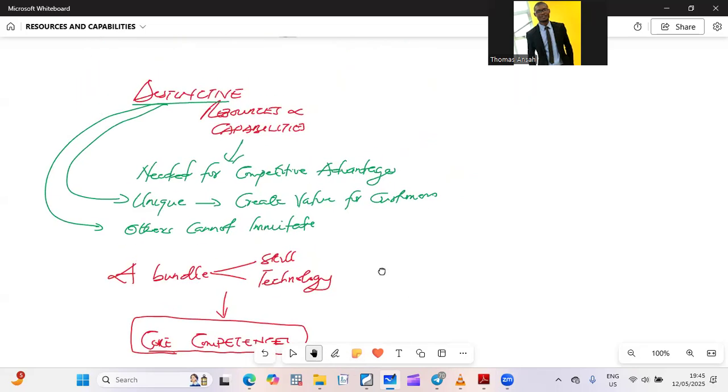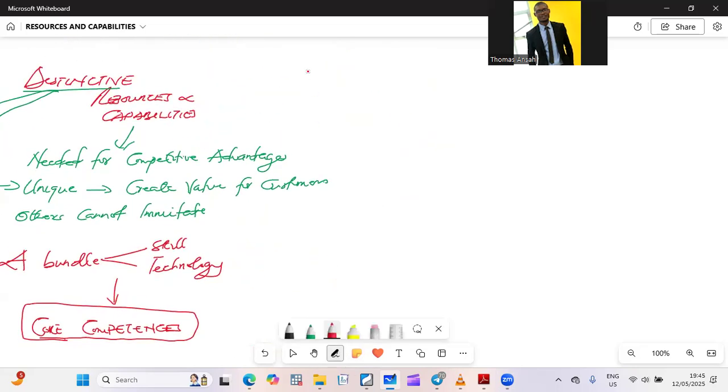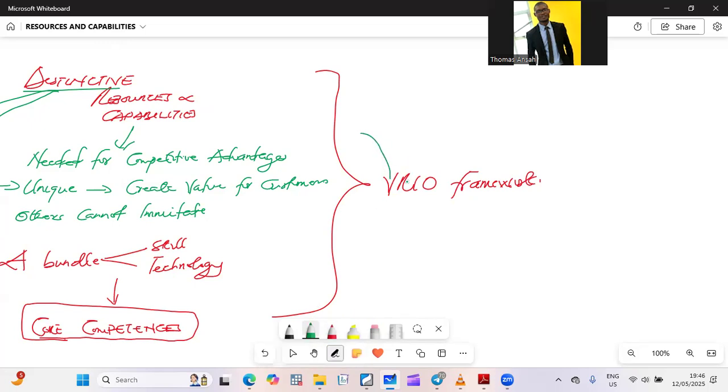Now, ladies and gentlemen, to analyze your distinctive capabilities, we use the VRIO framework. All right. We use that. Now, of course, I will open it up for you, but do you know the acronym? The words there? V is for what? R is for what? I is for what? And O is for what? Any idea? V is value.